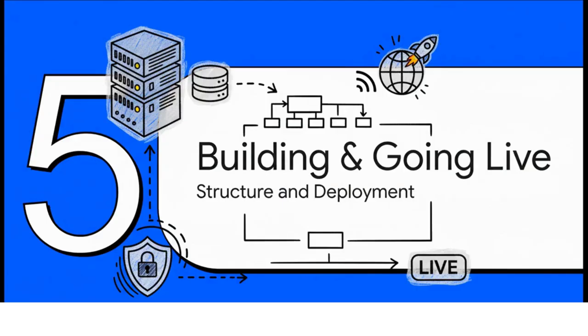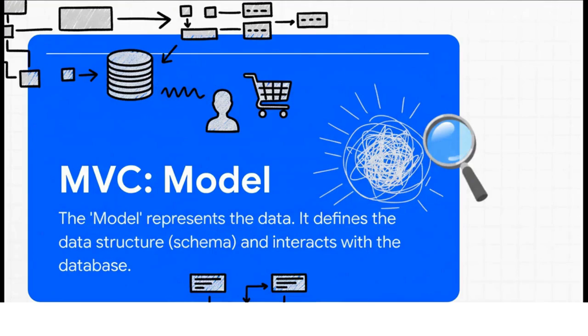All right, we have all the pieces of the puzzle: a server that can think, a database that can remember, and security to keep it all safe. Now, how do we organize all of this into a professional application that's easy to work on and get it ready for the world? To keep code from becoming a giant tangled mess, developers use design patterns. One of the most famous is MVC, Model, View, and Controller.